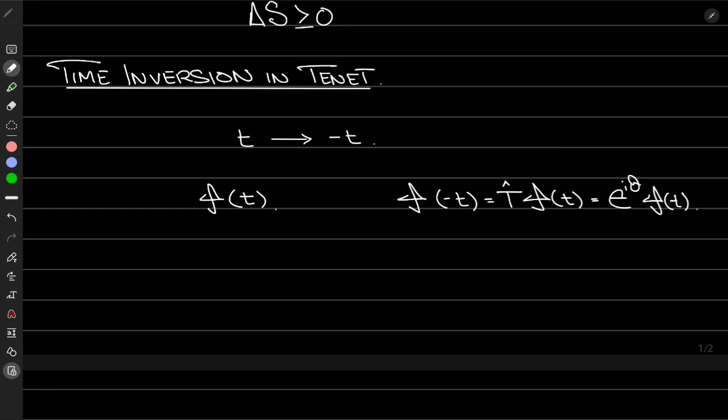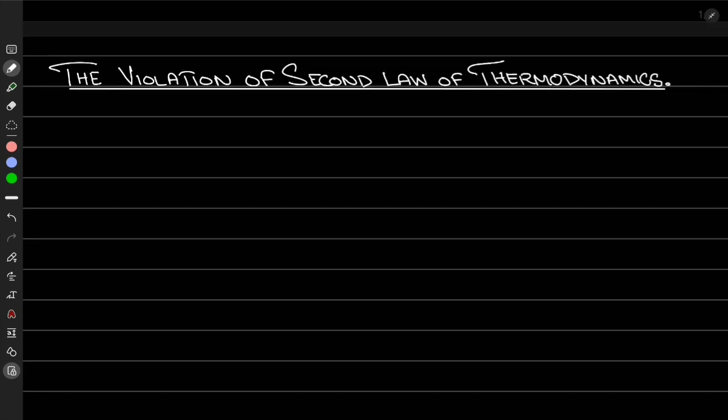All right, now let's talk about the violation of the second law of thermodynamics in this film. One of the flaws in the concept of time inversion in Tenet is that it violates the second law of thermodynamics. So that's one thing. Let's talk about that.